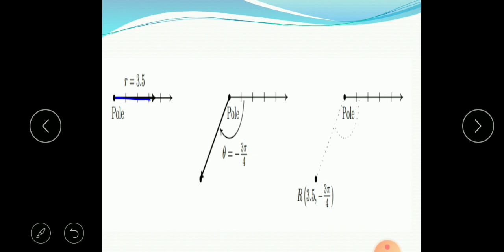So then we rotate -3π/4, then move out 3.5 units from the pole. As you can see in this picture, we say that R is the point on the terminal side of θ equal to -3π/4, which is 3.5 units from the pole.